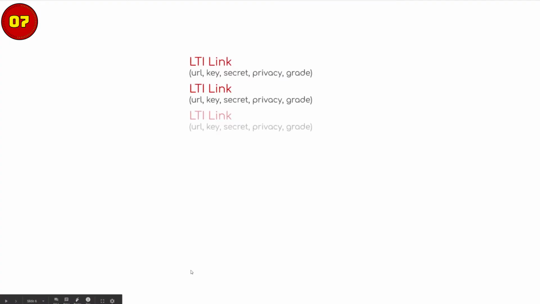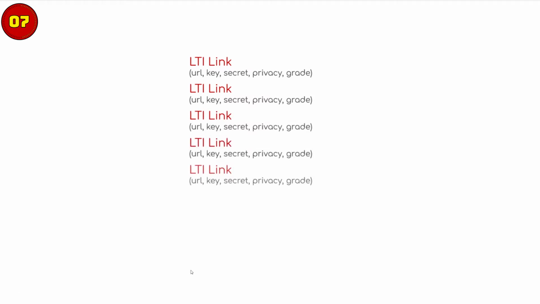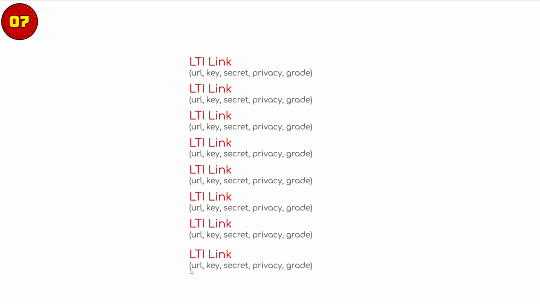So now, you're creating a link, and another link, and another link, and every time you have to put in a key, secret, privacy, and the grading options. All of that you need to repeat.